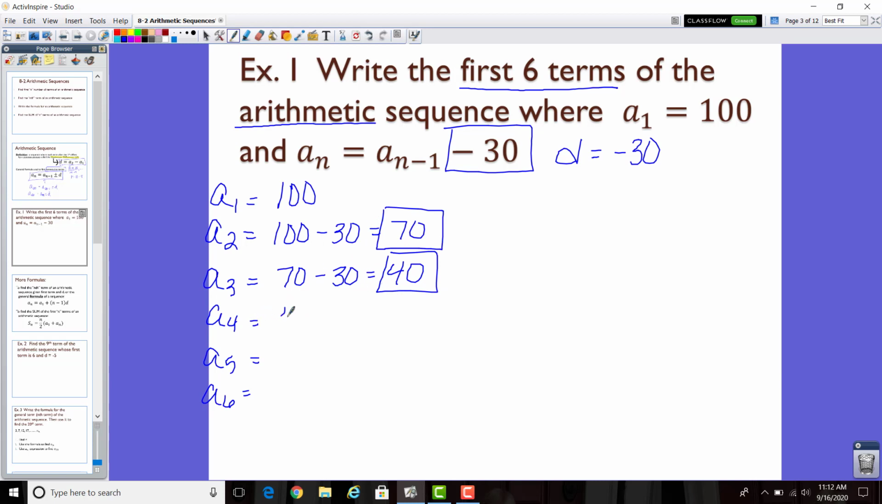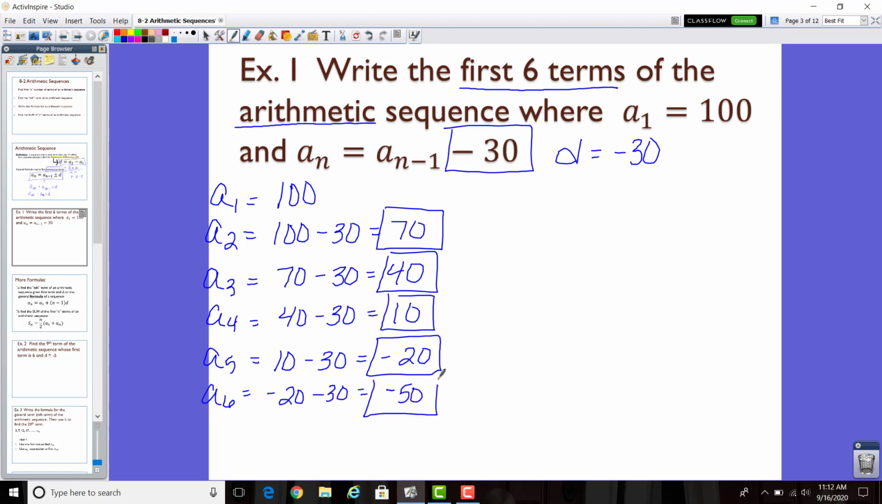If my third term is 40, then my fourth term will be 40 minus 30, which is 10. My fourth term is 10. My fifth term will be found by taking the fourth term of 10 and subtracting 30. Now I get negative 20. And my sixth term will be found by taking my fifth term of negative 20, subtracting 30, and I get negative 50. Okay. If my common difference is positive, you will add. You will do repeated addition. Here my common difference is negative, so I'm going to do repeated subtraction.